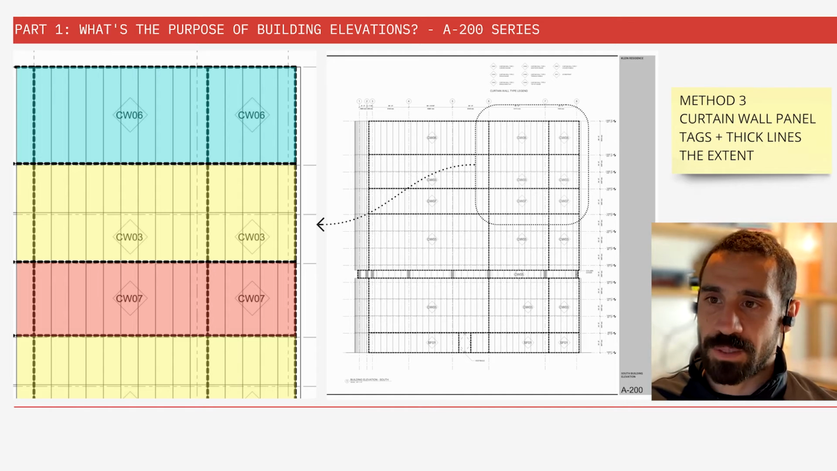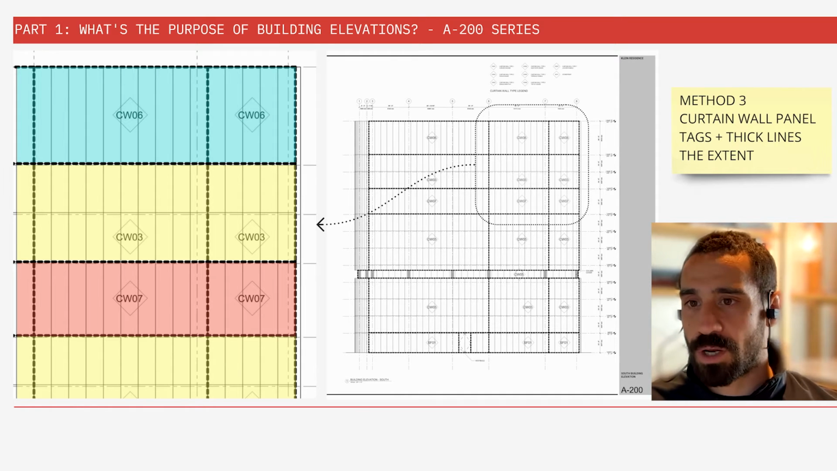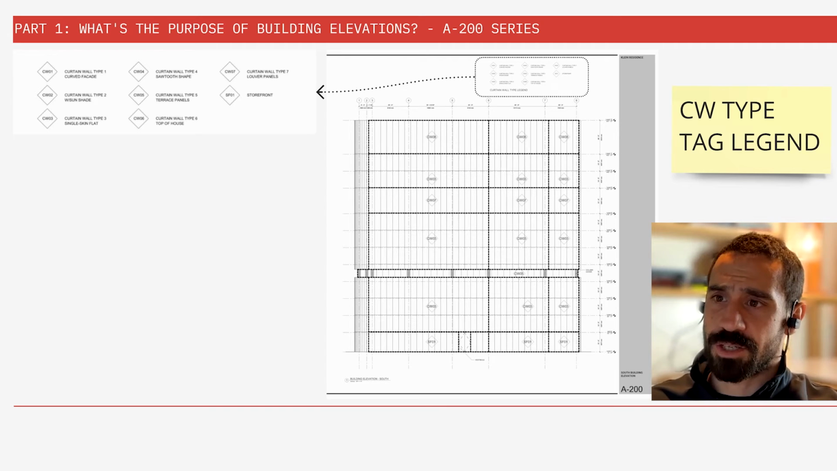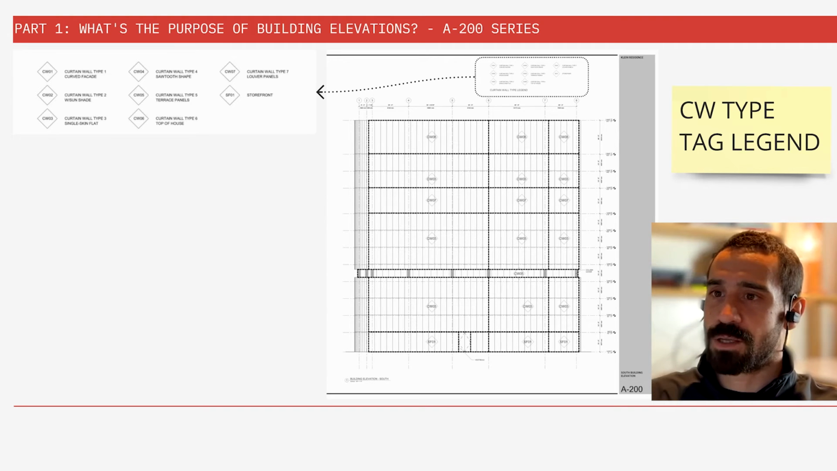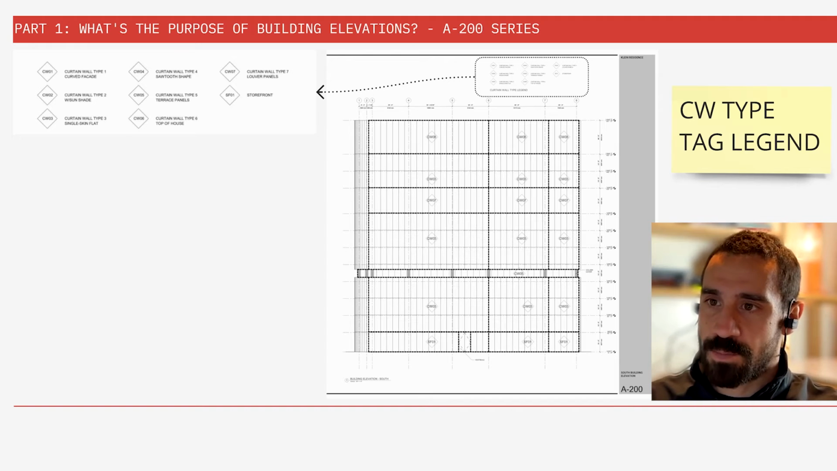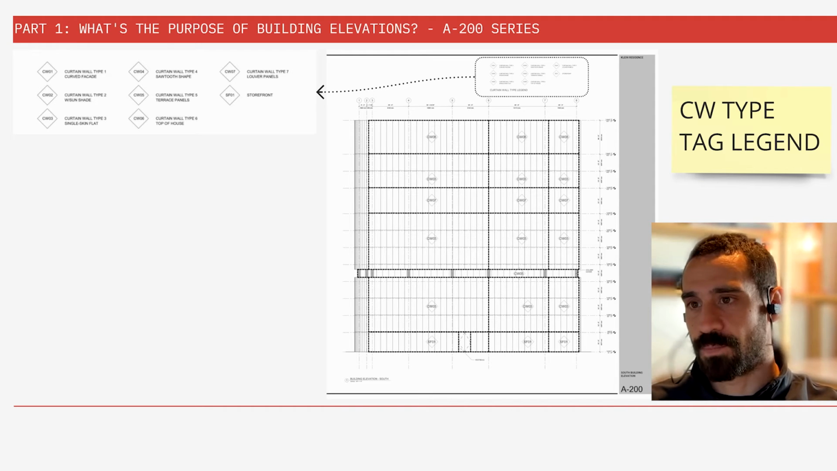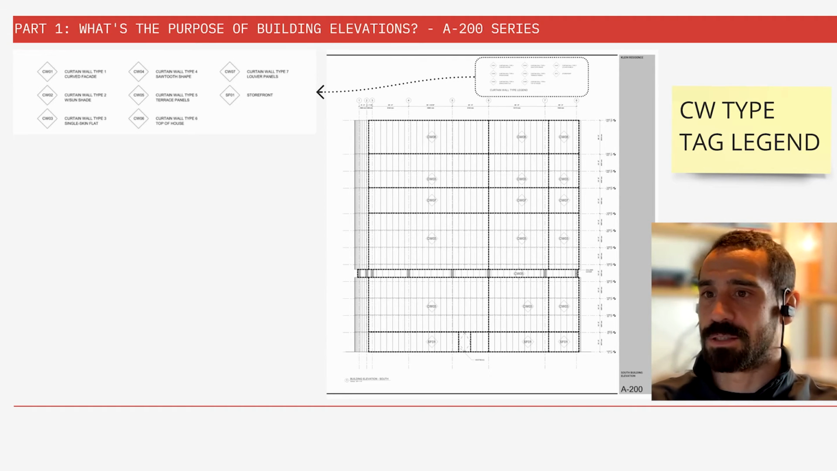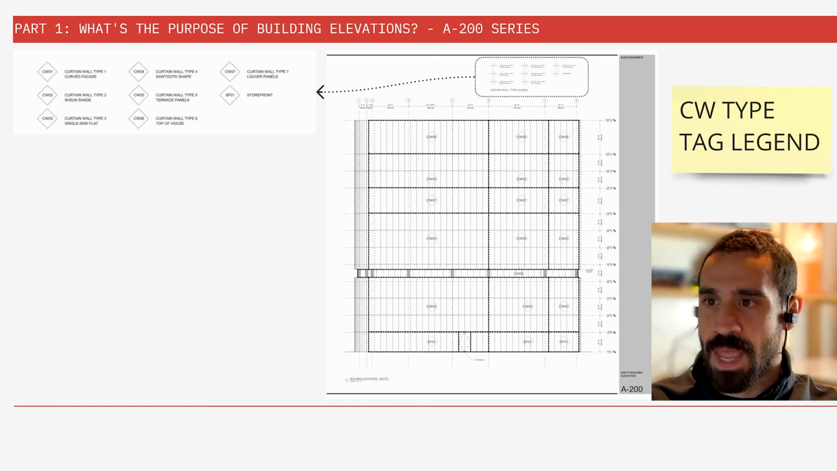And again, for this method to work, you need a rather well-organized and simple facade. All right, curtain wall types and legends. Regardless of the method you choose, it is always best to add a legend on the sheet. The tag shows the designation, CW01 or whatever, and the legend gives the long and detailed description. It makes contractors' life easy to understand the types, and the legend is there to eliminate the confusion.